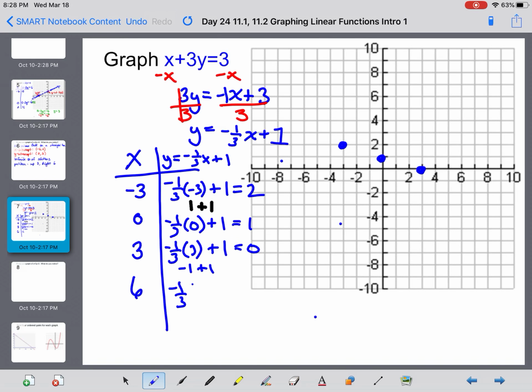And let's try one more with 6 for my x value. -1/3 times 6 is -2. -2 plus 1 is going to give me a -1. So (6, -1), great. These are all in a nice pretty straight line. So draw me a nice long line, give me arrows on the end to indicate that it's going to keep going.